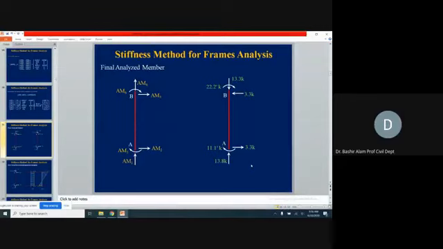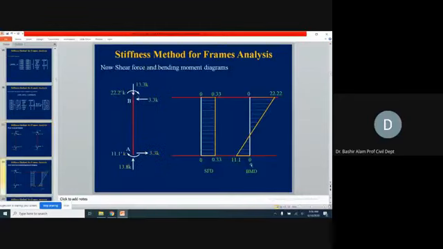In AB member now, how we draw for this AB member the shear force and bending moment diagram. We show the external loads also on this member AB. We have the member end actions. For member AB, we don't have any external action. So it's very straightforward now to draw its shear force and bending moment diagram.